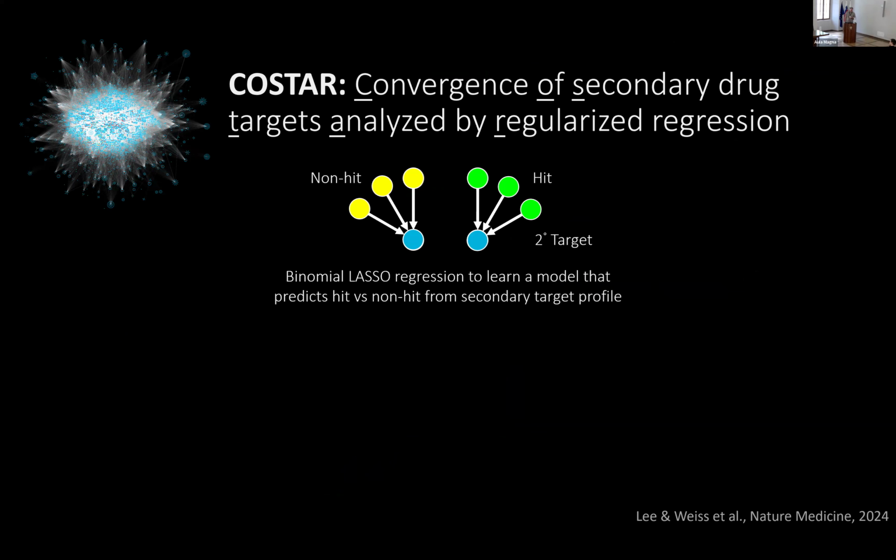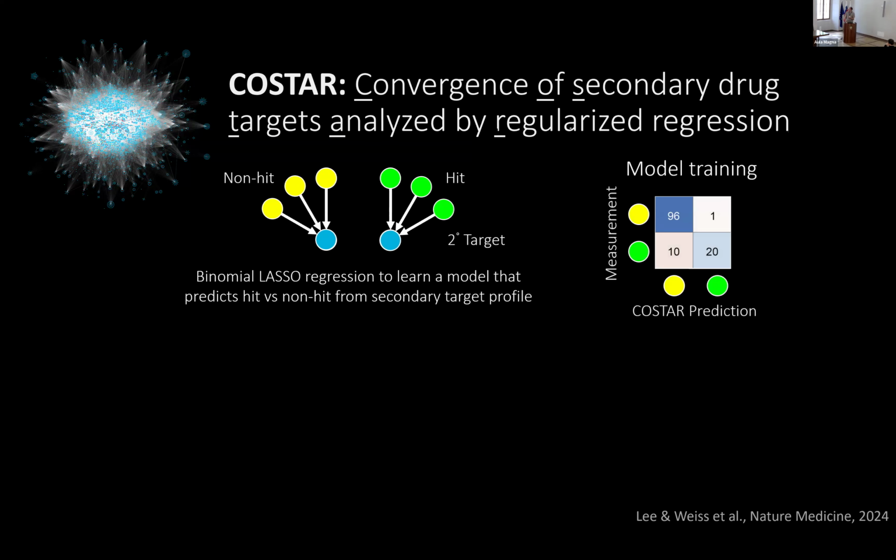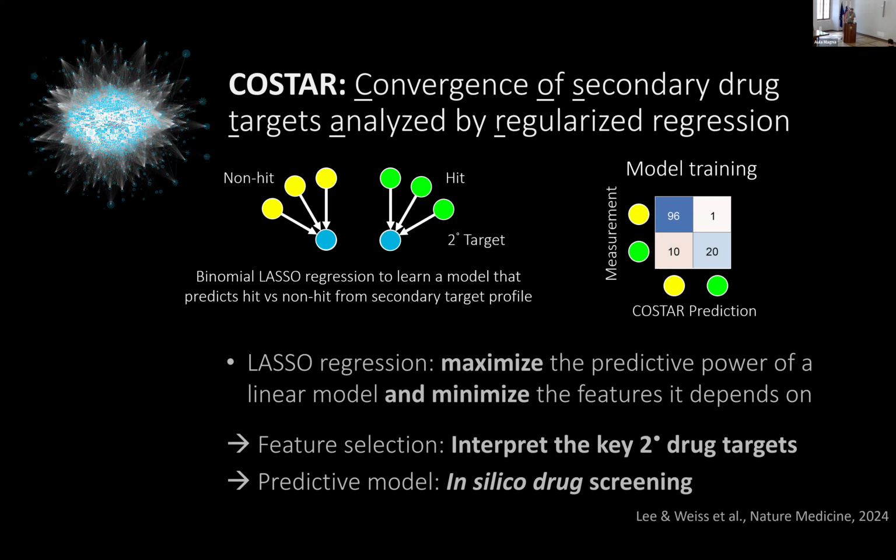And we do this with very simple binomial loss regression, just to get that minimal number of secondary drug targets that is maximally predictive for whether a drug works or doesn't work from this giant hairball. And our model training data looked pretty reasonable. So a simple, small linear model based on this network of data could predict 20 of our test data drugs correctly with only a single false positive.